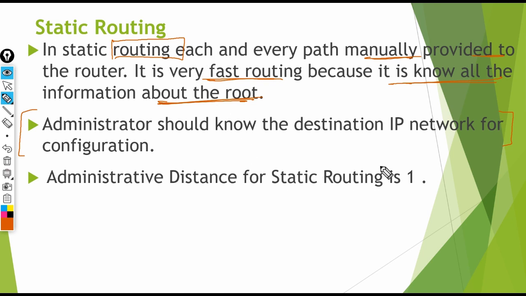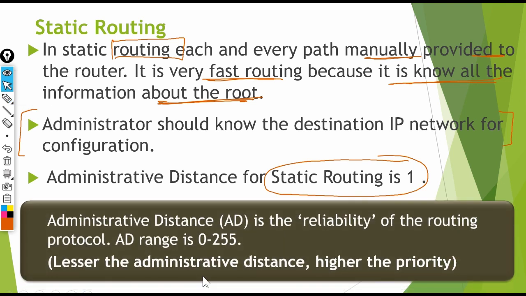And static routing has the administrative distance of 1. We have already discussed what administrative distance is and how it works. So just to summarize, a very basic point: administrative distance, as we discussed, defines the reliability of your routing information or routing protocol, and the range is 0 to 255. As we discussed, the lesser the administrative distance, the higher the priority.